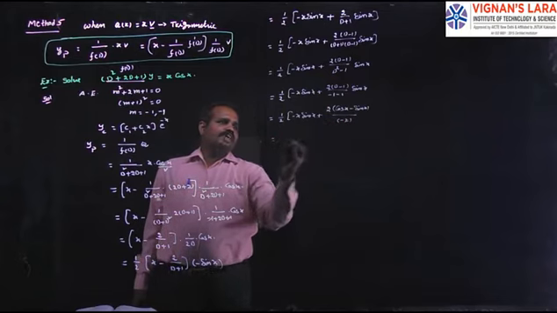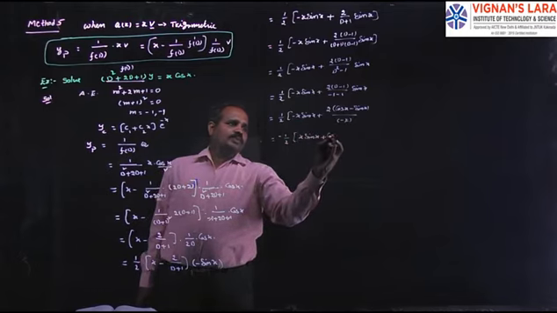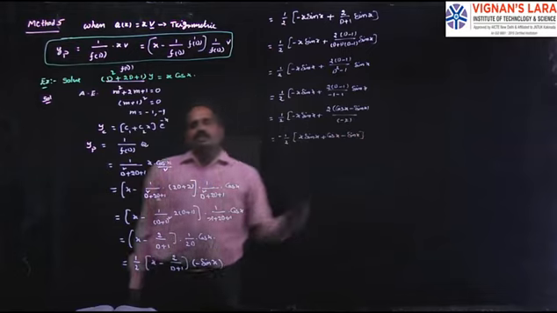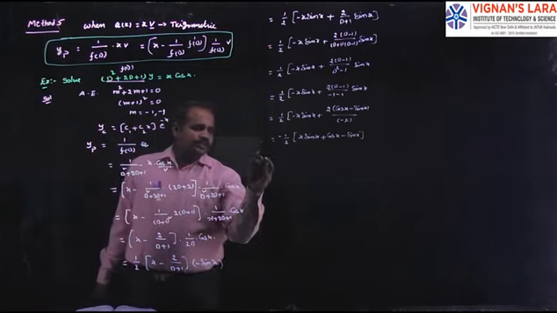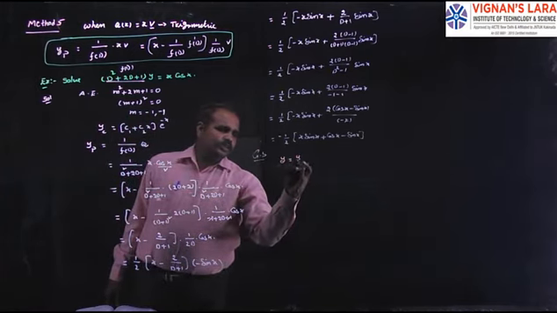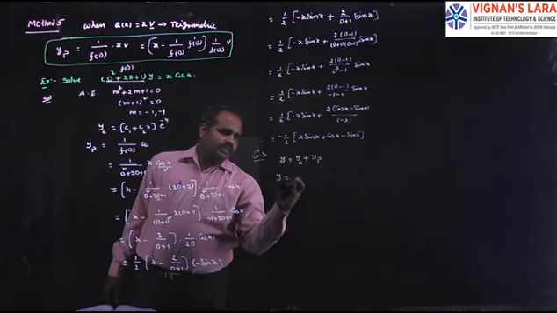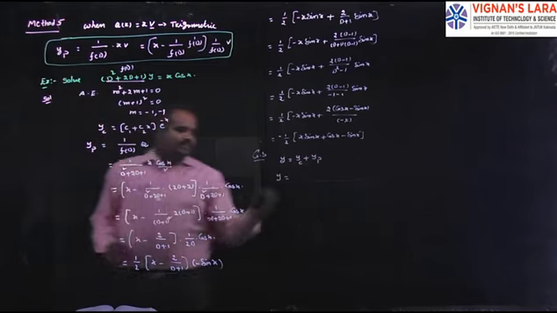So both terms having common minus, take out that one common, x sin x plus cos x minus sin x. So this is the particular solution of the problem. Now general solution is y equals yc plus yp. What is the value of yc? This is the value of yc.